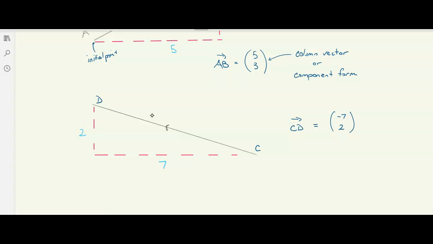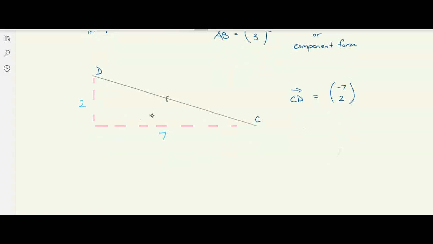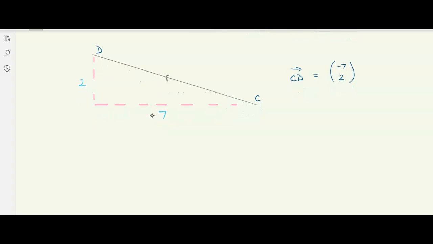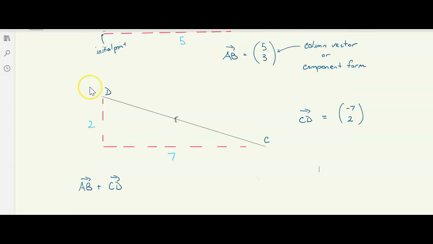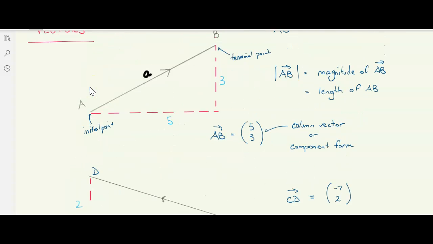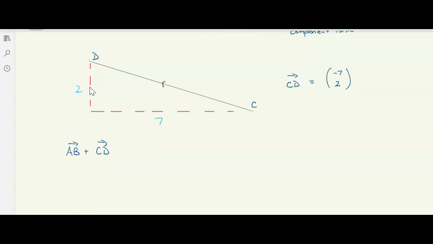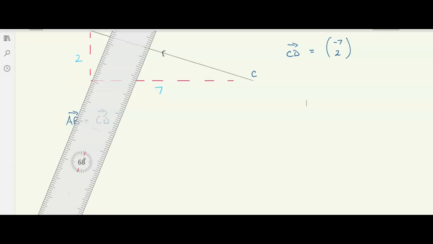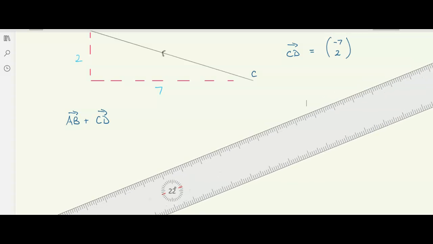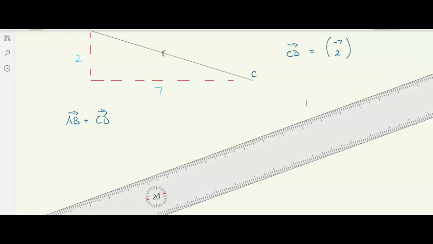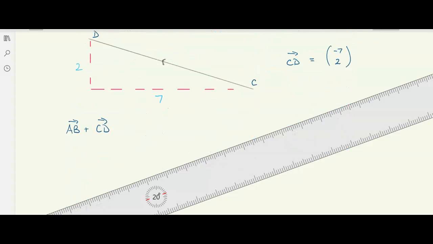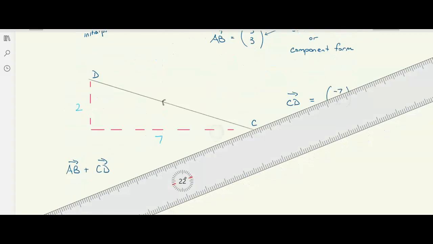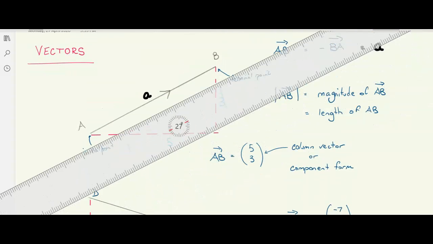Now let's say we wanted to add AB to CD. Let's see how we might do that. So let's do a geometric addition here of AB, which is this guy here, 5, 3, and we want to add it to CD, which is this negative 7, 2. So, okay, I'm going to get the ruler out and do a bit of work. So AB is my first one. It's going out at 5, 3.